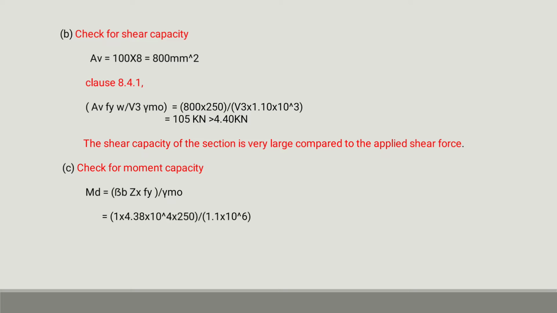So beta B is equal to 1. Z we already found in our previous step. Fy is equal to 250, given in our question. So 1.1 into 10 power 6 is the gamma M0. So MT is equal to 9.95 kilonewton meter, which is greater than 3.396. So hence safe.